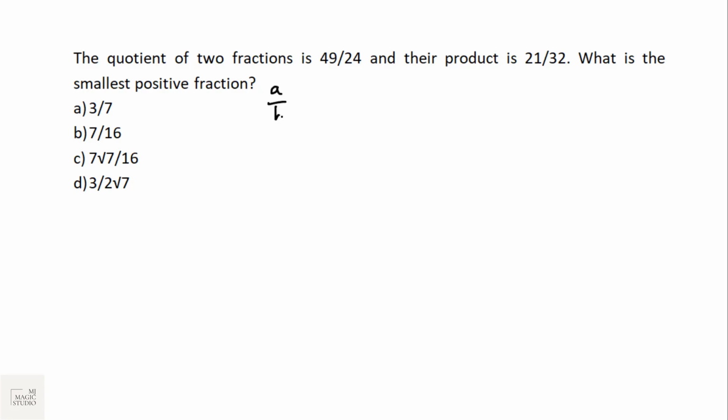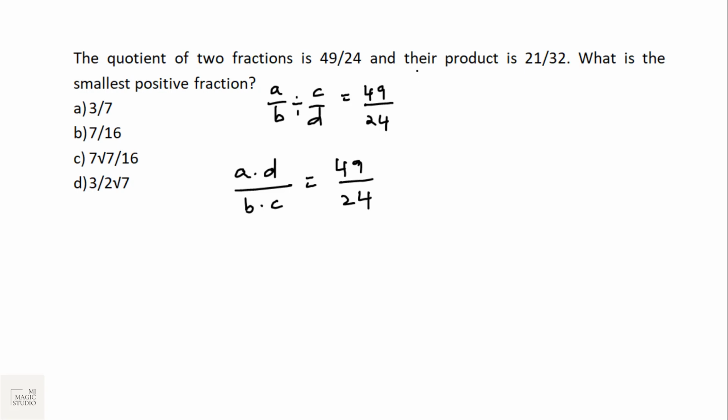So it is like A/B and C/D. Then if I divide these two, I'll get 49 by 24. That is A into D by B into C is 49 by 24. And the product is 21 by 32. That means A into C by B into D is 21 by 32. What is the smallest positive fraction? We need the value of A by B, we need the value of C by D.